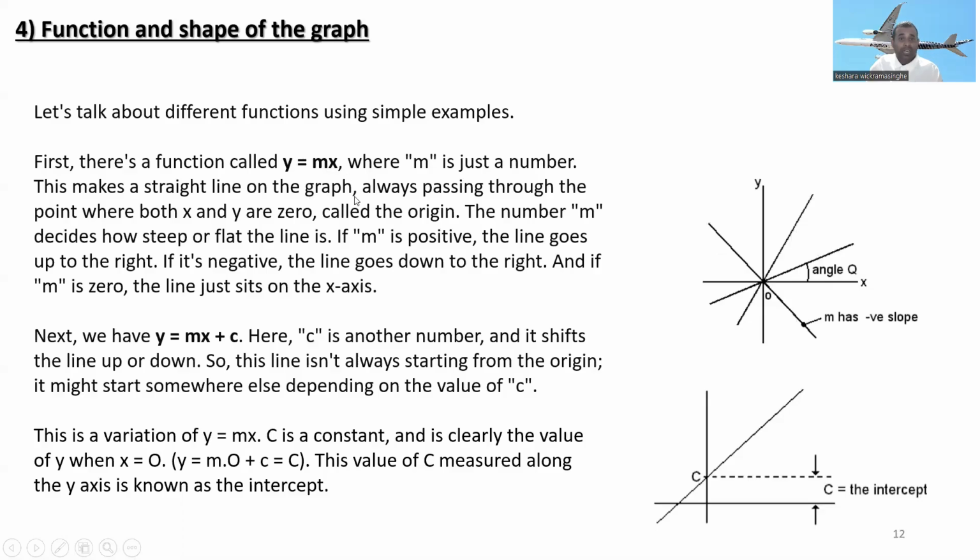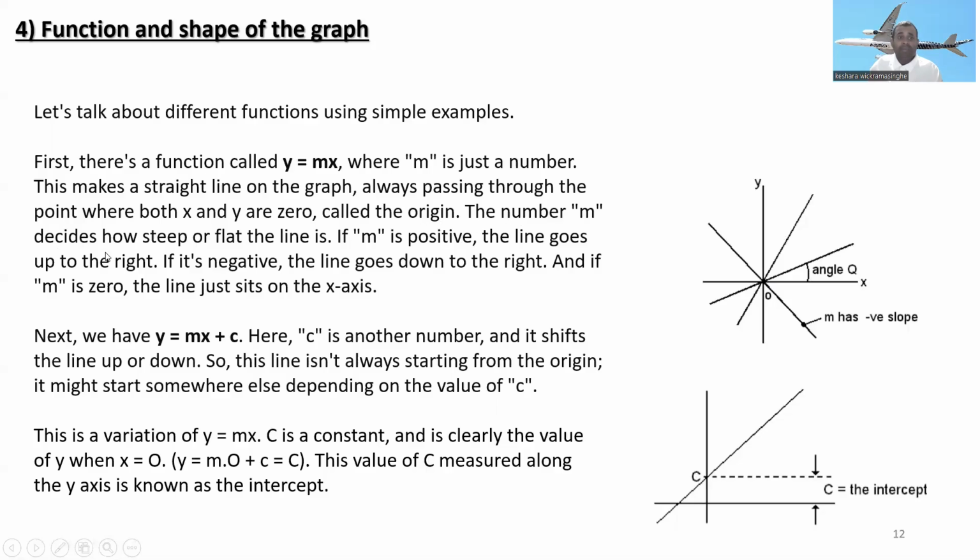And the y equals mx straight line on the graph is always passing through the point where x and y are zero, right? Remember, if the graph is y equals mx, it is always passing through the origin of this graph. It means the intersection between y and x. Okay, you can see these are the y equals mx graphs.